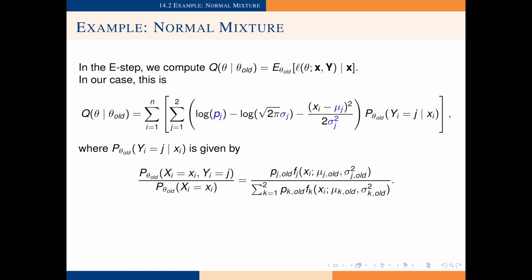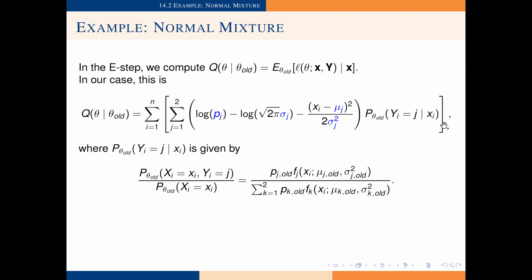And then under that conditional distribution of the group memberships, we find out what is the complete data likelihood given by L of theta of both x and y. So in our case, this is given by the following form over here, which is essentially the sum over all n's of this complete data likelihood times the probability that the yi is equal to a particular j, given the xi and the thetas from the last iteration.